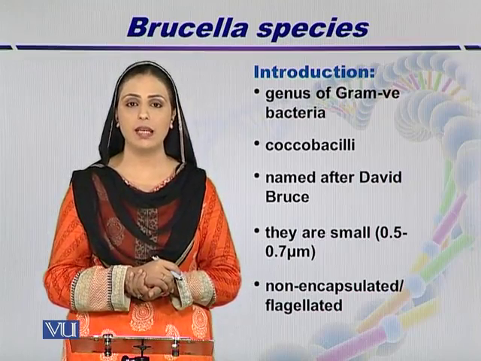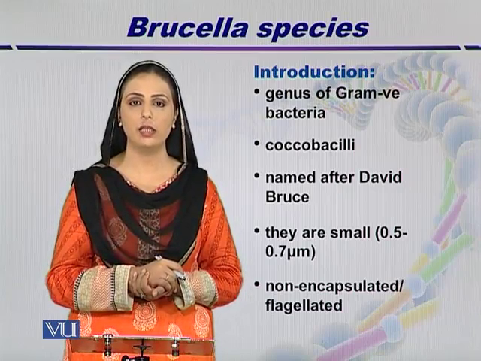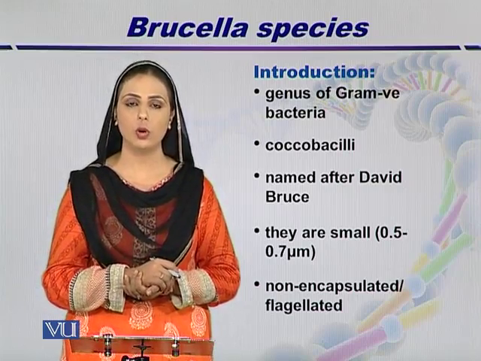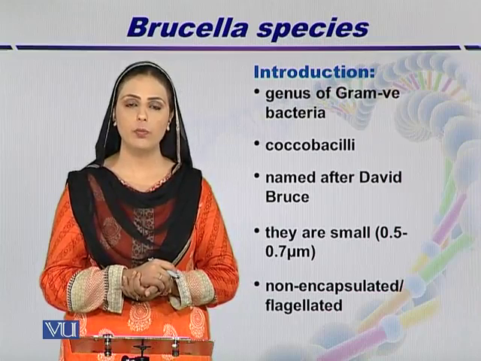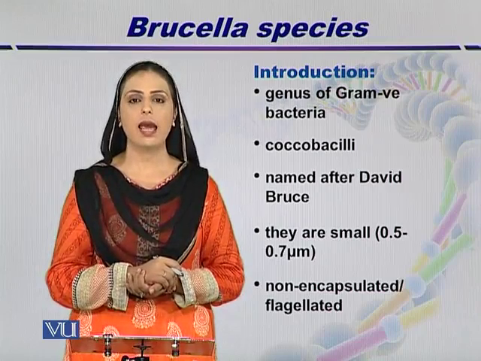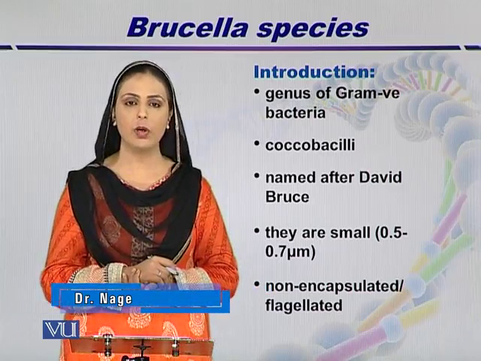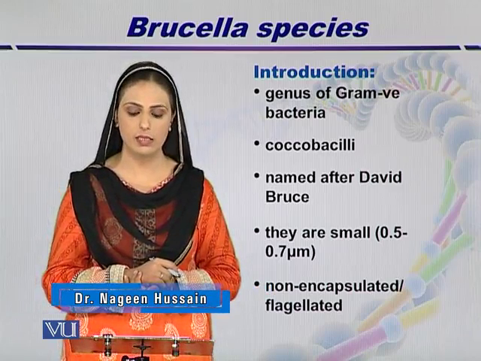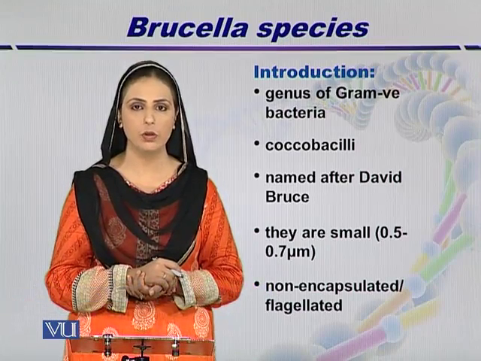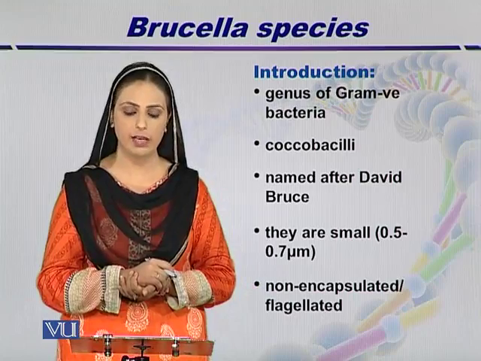Now these are gram-negative coccobacilli, meaning that these pink-colored bacteria are actually rod-shaped but the ends are rounded. That's why they are known as coccobacilli. There are a number of Brucella species and they are named after a scientist, David Bruce. He observed that Brucella species are very small, 0.5 to 0.7 micrometers in diameter. Keep in mind that Brucella species don't possess a capsule outside the cell wall, but they are motile as they possess flagella.